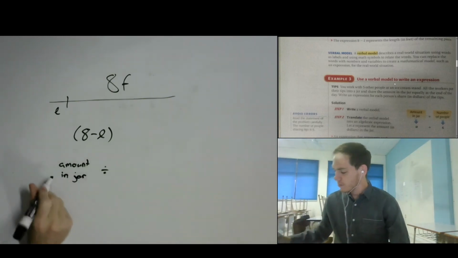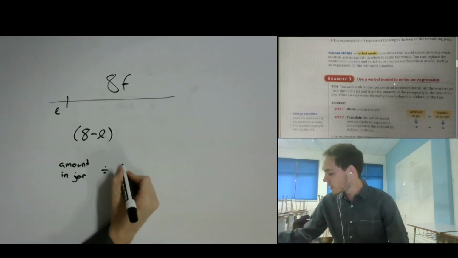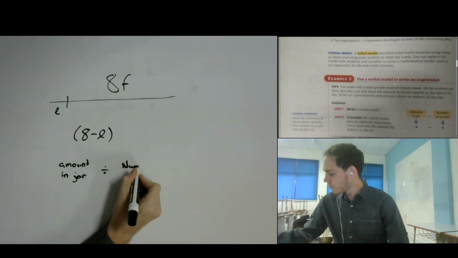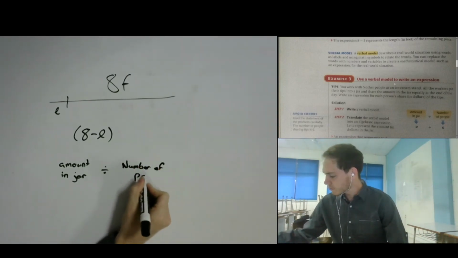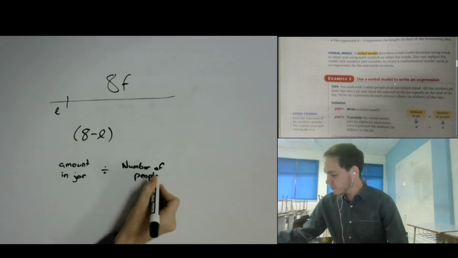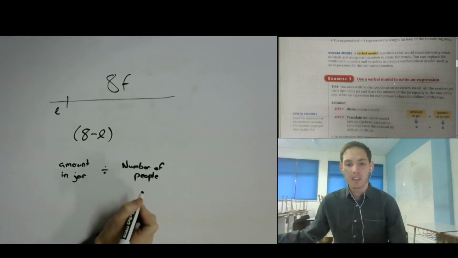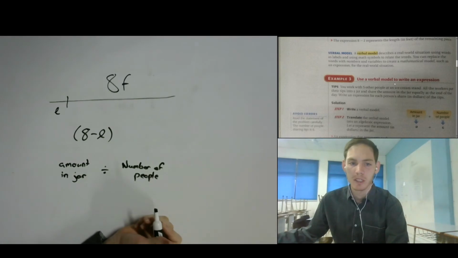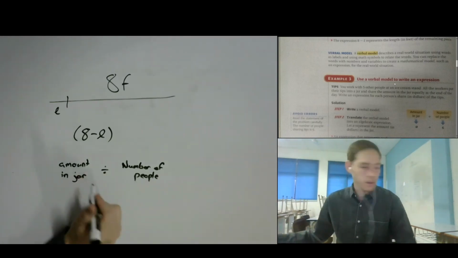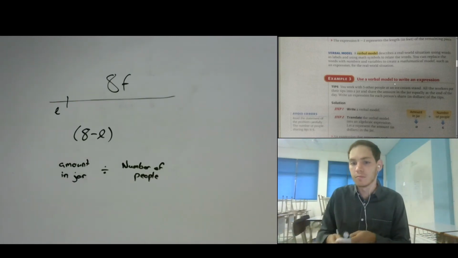Amount in jar divided by number of people. Amount in jar divided by number of people. So you work with 5 other people, and I assume all your workers put their tips into a jar, and share the amount in the jar equally at the end of the day.